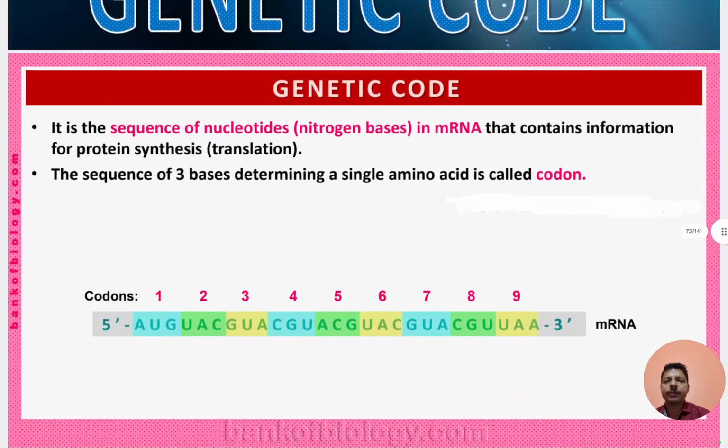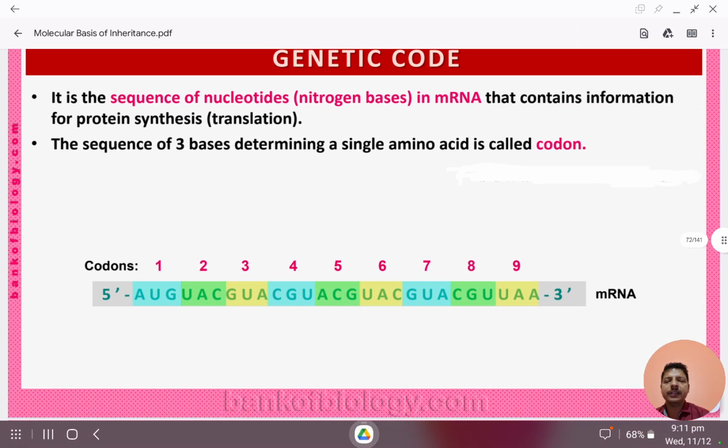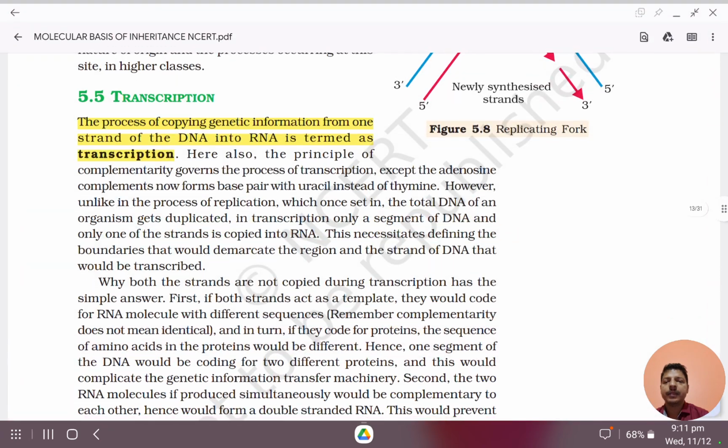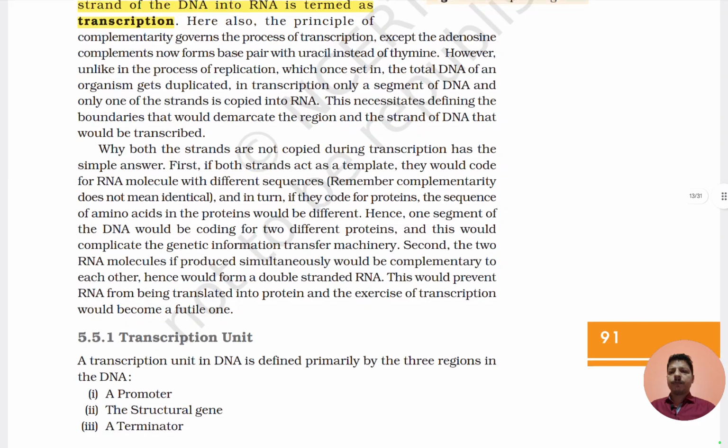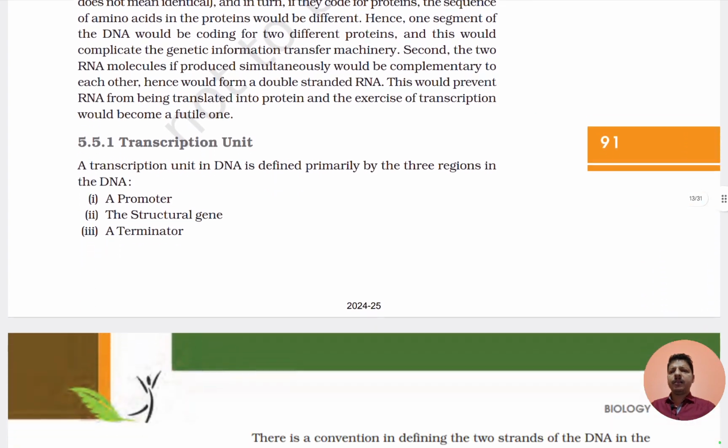Then genetic code. Before starting genetic code, let's see what your NCERT says. Here, transcription. The process of copying genetic information from one strand of the DNA into RNA is termed as transcription. Simply NCERT, this is the definition. So, here the same things are given.